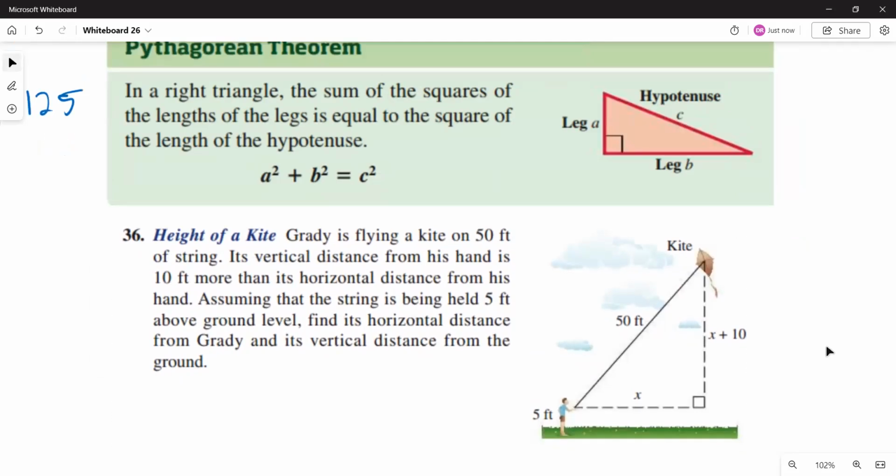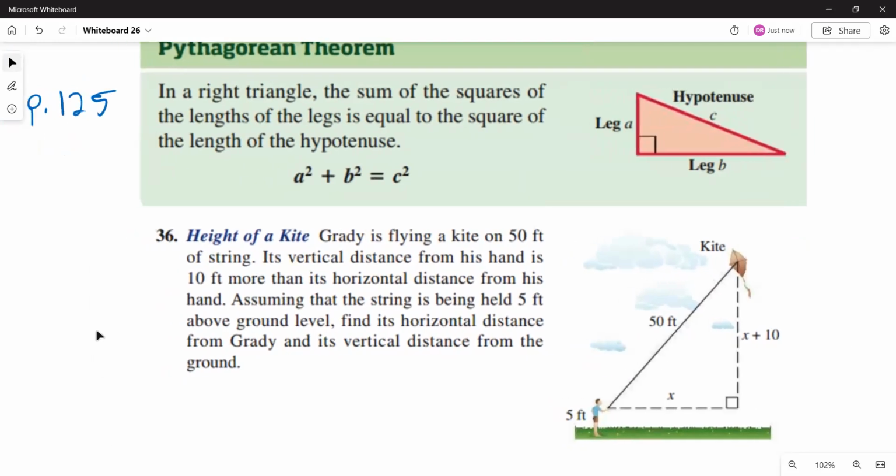Okay, Grady is flying a kite on 50 feet of string. His vertical distance from his hand is 10 feet more than his horizontal distance from his hand. Assuming that the string is being held 5 feet above ground level, find its horizontal distance from Grady and its vertical distance from the ground. So nicely, they already set up the triangle for you.